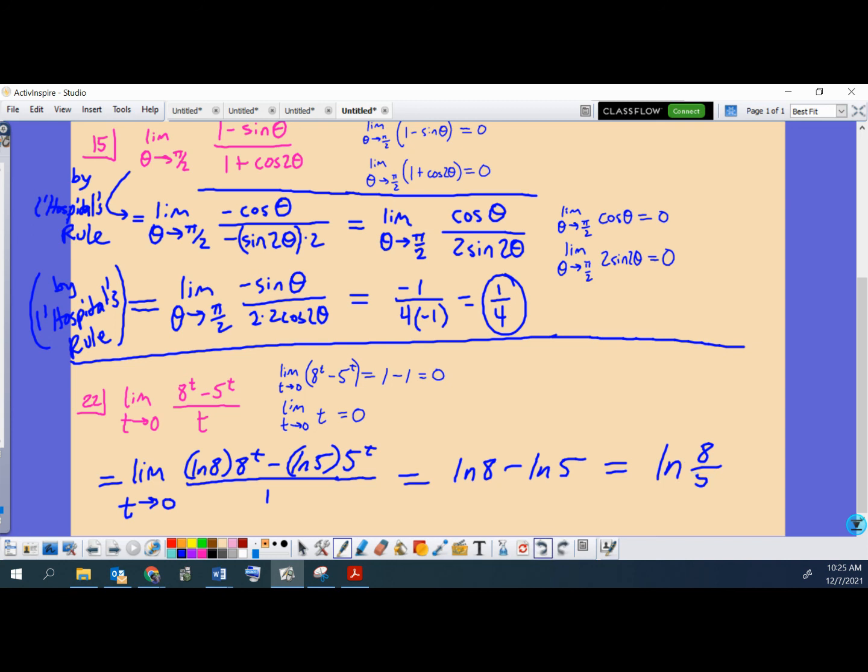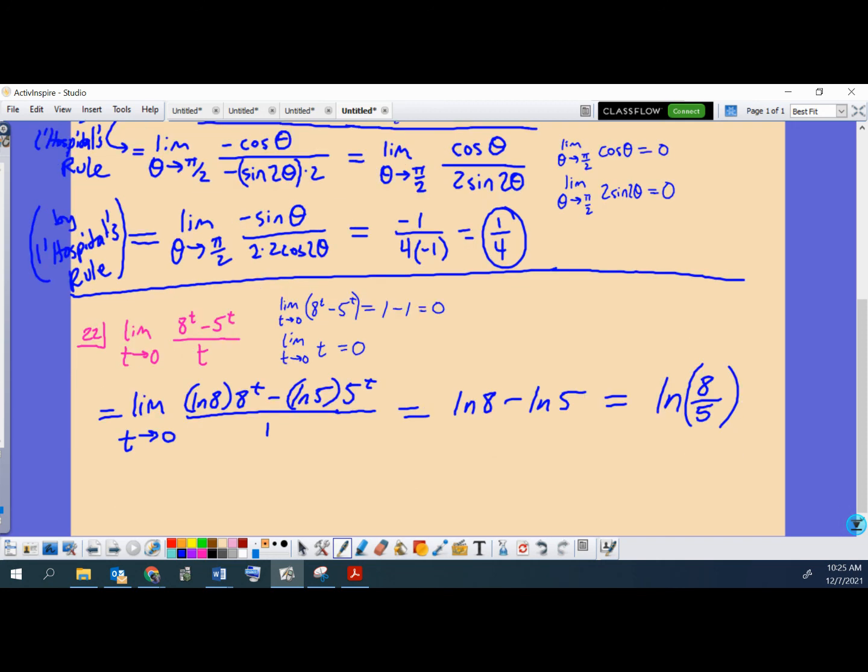I don't like the way that looks. Let me fix that 5. It's still not that good. There we go. All right, and one more thing, because I didn't write it this time, by L'Hopital's rule.